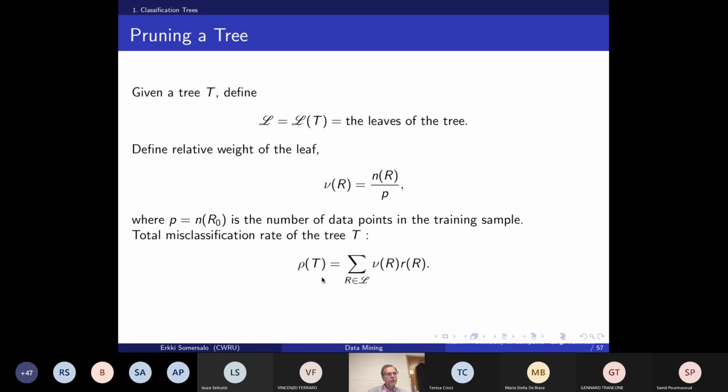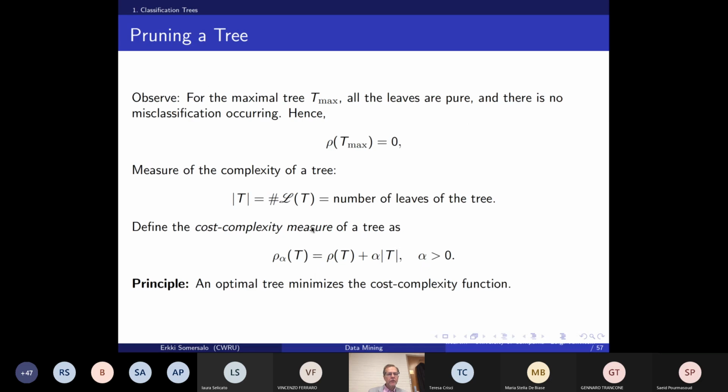And if you don't care about the complexity of the tree, so how large the tree is, etc., this is a fine measure for you to describe the quality of your classification tree, obviously. But of course, this is only relative to the training data. So you don't know how well it's classifying some other data. But if you are just testing your tree with the training data, this rho T is a fine measure telling you how well your tree is performing as a classifier.